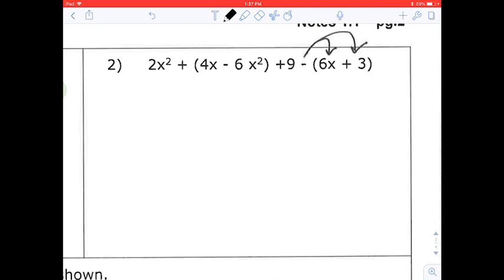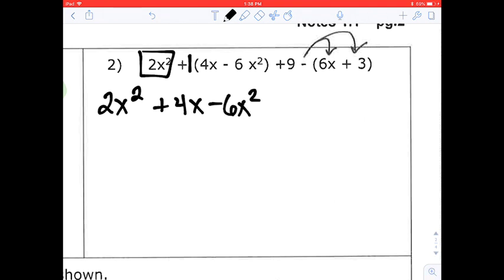Okay, so looking at question number 2, we are going to need to do some distribution here. When I look at this 2x squared, my first instinct might be to try to distribute it, but do you see that plus sign? The 2x squared is not touching the parentheses, so we are not going to distribute it. We're going to bring it straight down, 2x squared. Then I'm adding 4x minus 6x squared, and again, the plus is touching the parentheses. I could put my Ninja 1 here, but 1 times 4x and 1 times negative 6 is still 4x minus 6x squared. So we're going to leave it, just 4x minus 6x squared.